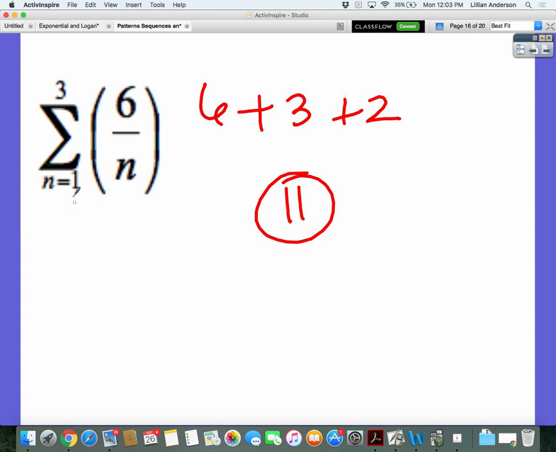The number at the bottom tells you where to start. It won't always be 1. It might be a different number, but this is definitely where you end. So it goes from bottom to top. Okay?